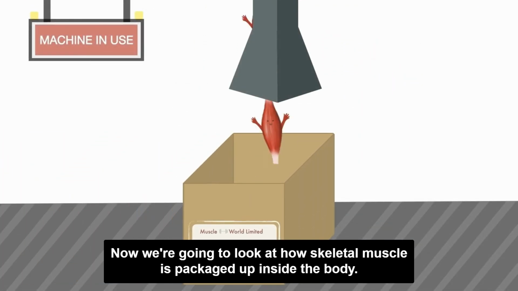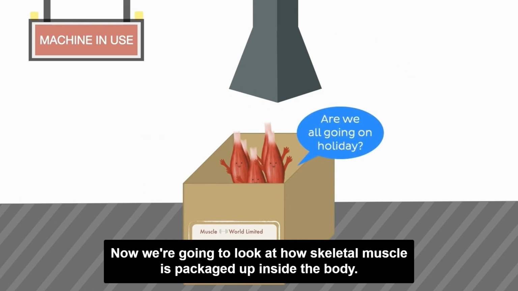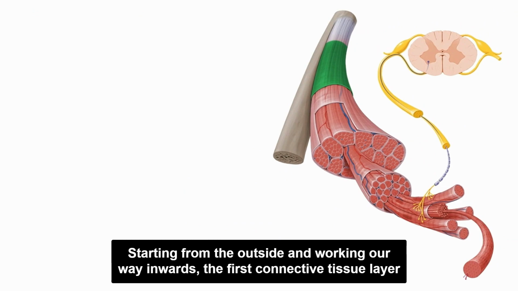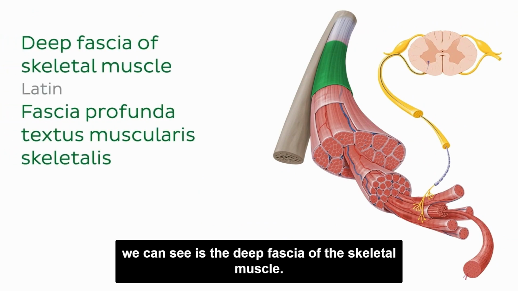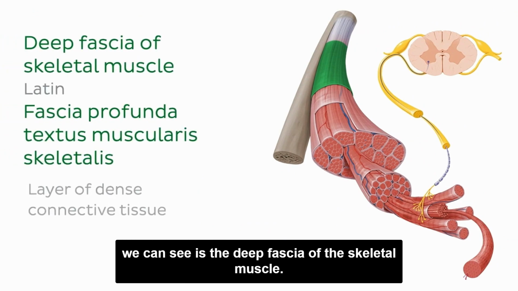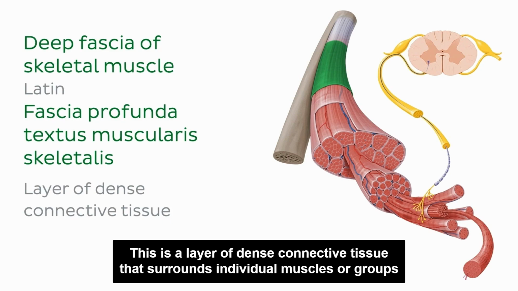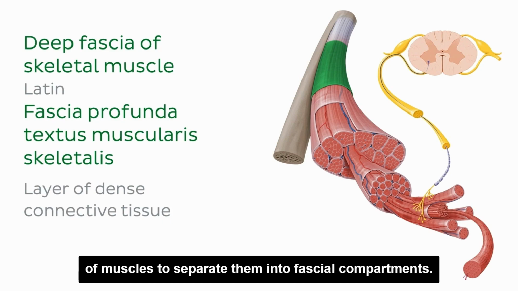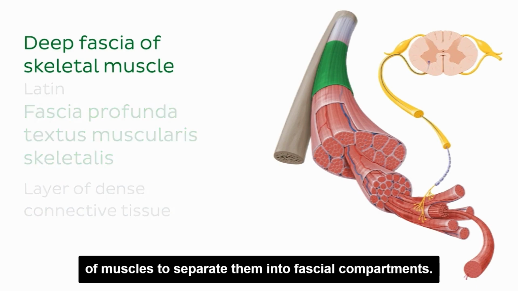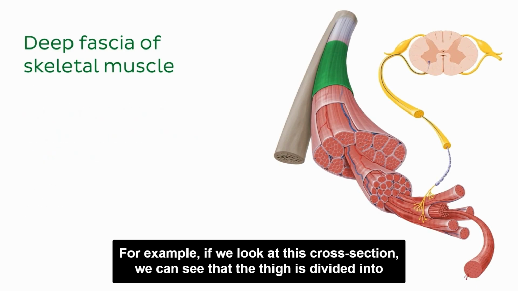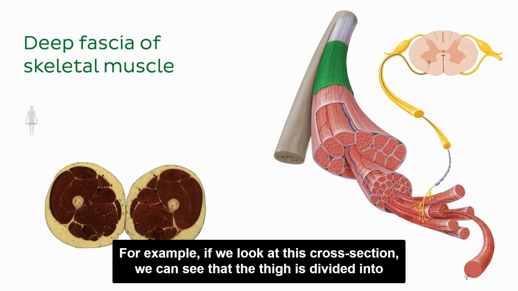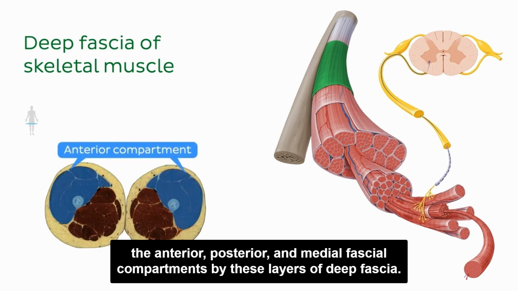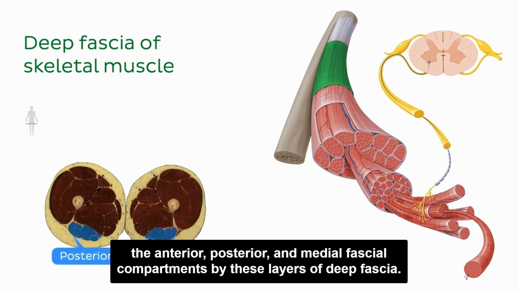Now we're going to look at how skeletal muscle is packaged up inside the body. Starting from the outside and working our way inwards, the first connective tissue layer we can see is the deep fascia of the skeletal muscle. This is a layer of dense connective tissue that surrounds individual muscles or groups of muscles to separate them into fascial compartments. For example, if we look at this cross-section, we can see that the thigh is divided into the anterior, posterior, and medial fascial compartments by these layers of deep fascia.